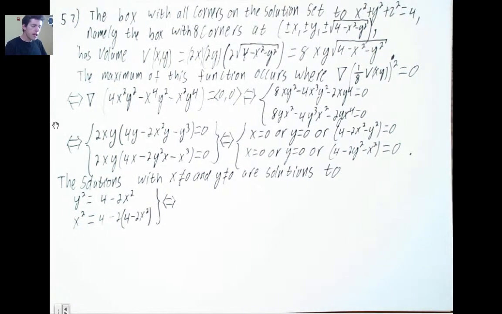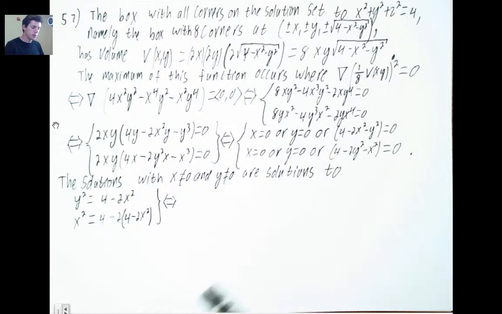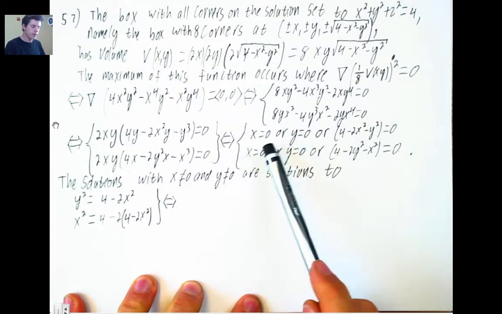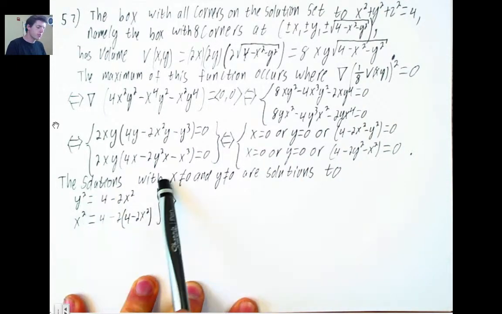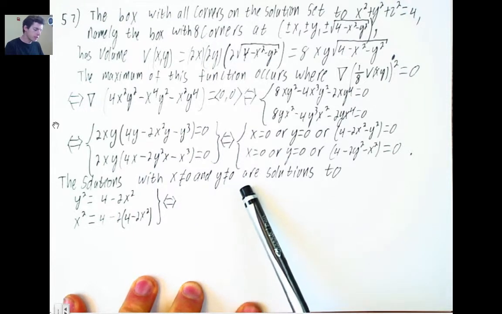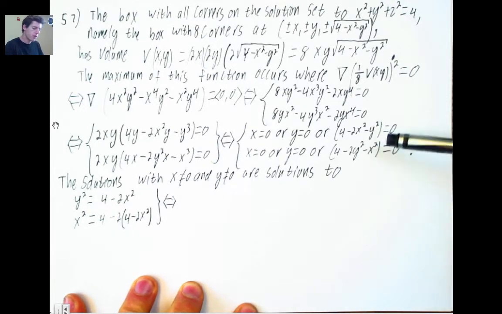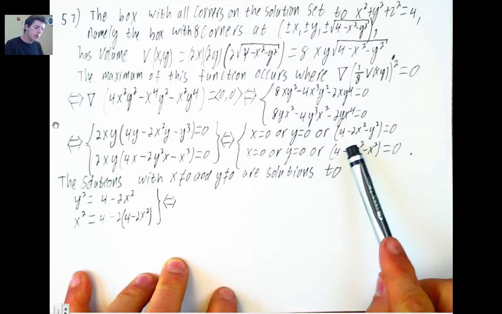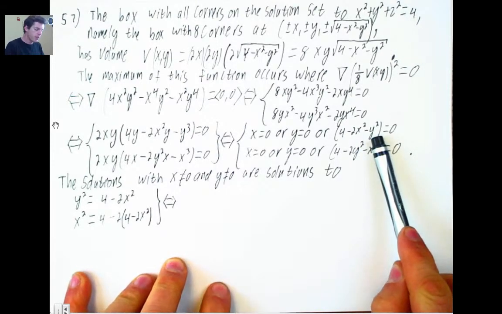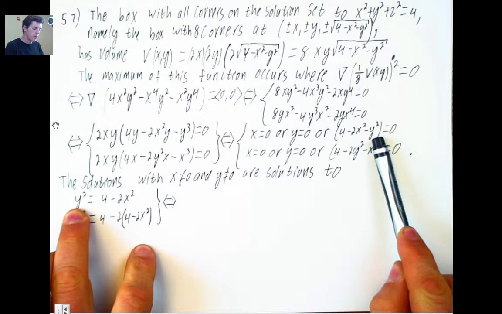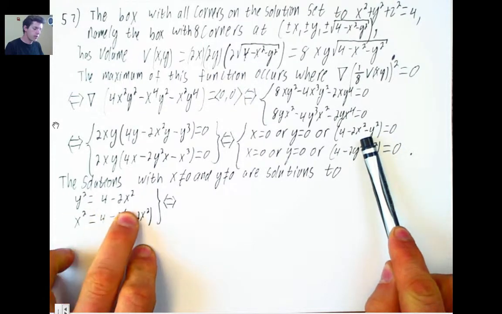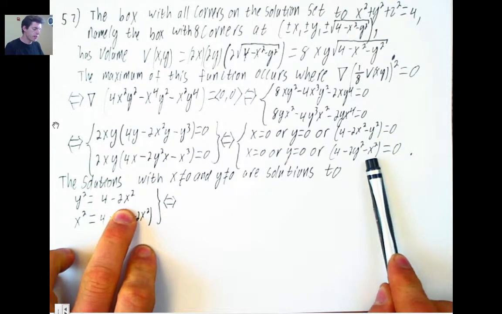Now, I am not interested in solutions to this system of equations where x is 0 or y is 0, so I say the solutions with x not equal to 0 and y not equal to 0 are solutions to this system of equations where you just have those two. And I'm going to rearrange this to have y squared by itself. y squared then is 4 minus 2x squared. And then I'll rearrange this to have x squared by itself.